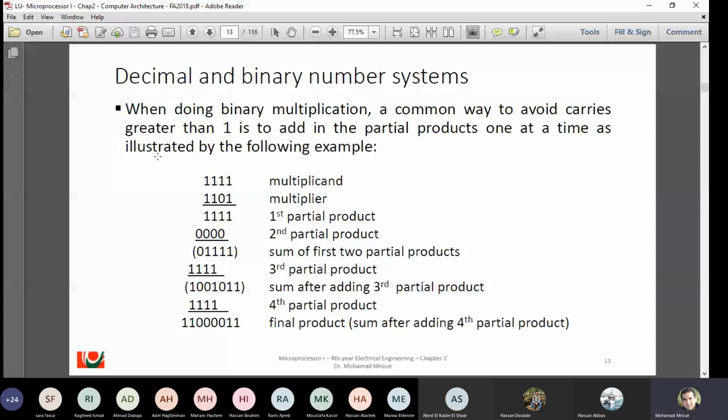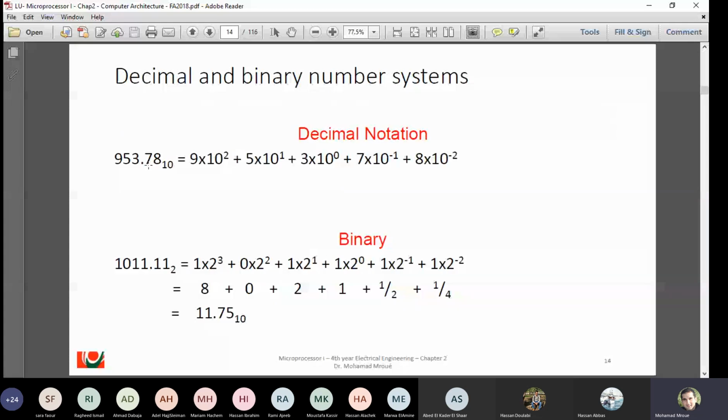Now decimal notation, quickly. For example, if you have 953.78 base 10, it is equivalent to 3 multiplied by 10 power 0, plus 5 multiplied by 10 power 1, plus 9 times 10 power 2, plus 7 times 10 power minus 1, plus 8 times 10 power minus 2. In binary, it's the same.